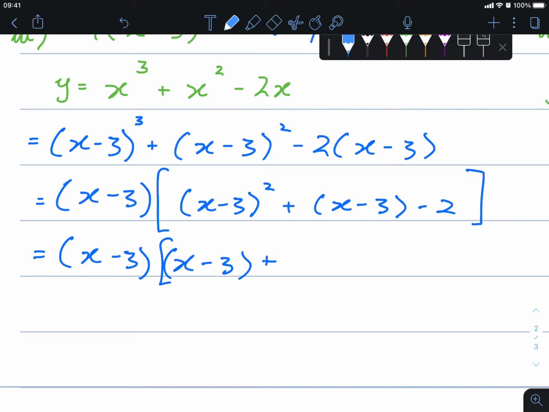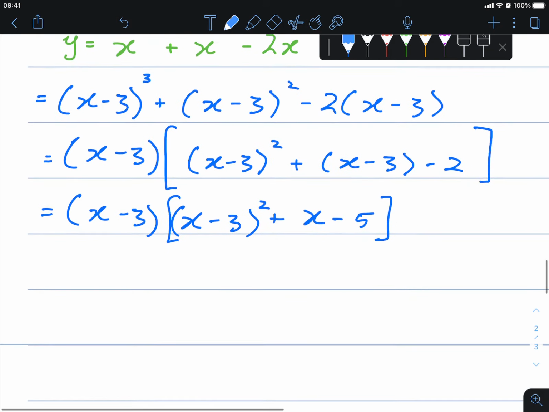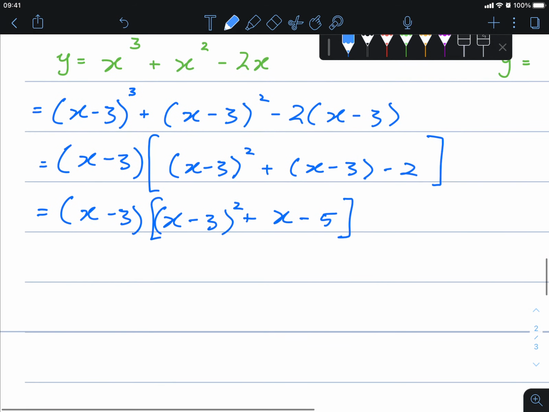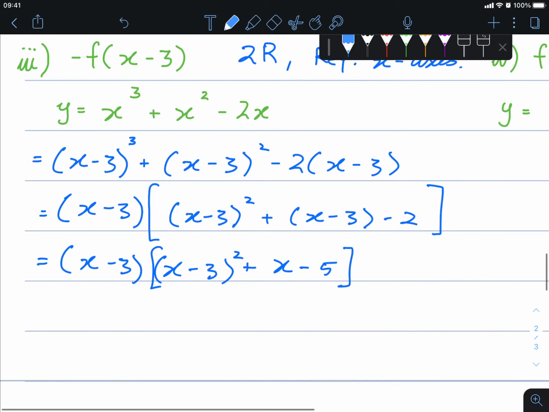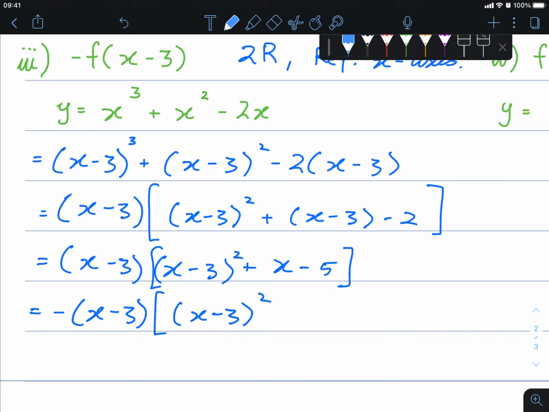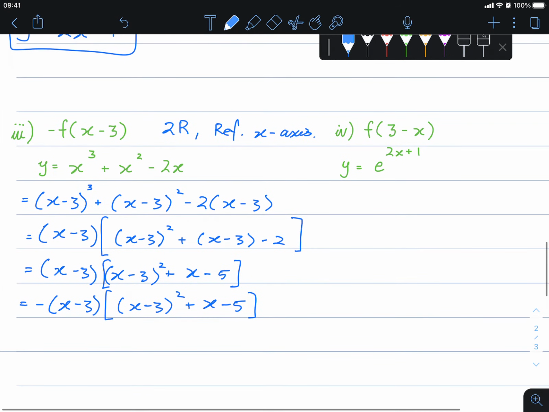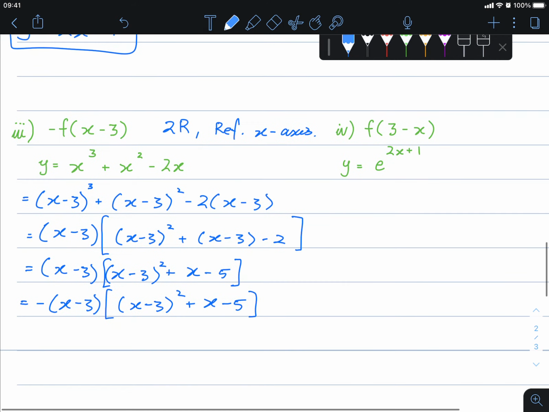plus x minus 3 minus 2, x take away 5. I'm just going to leave it as it is there because it's just going to go far too long. And then we're going to do the reflection on the x-axis. That's just multiplying everything by negative 1. So just go negative x minus 3, x minus 3 squared plus x minus 5, just to keep it nice and simple there. And so that there is the transformed function of the original here.